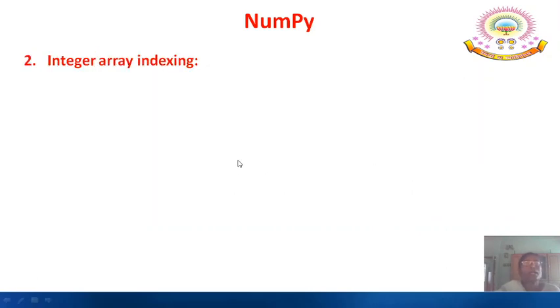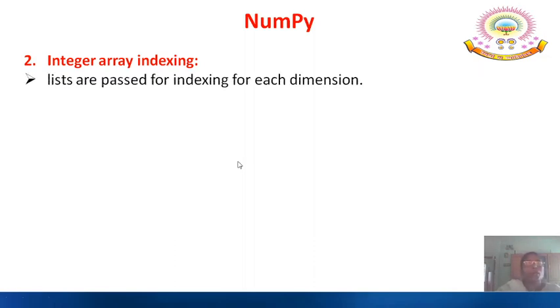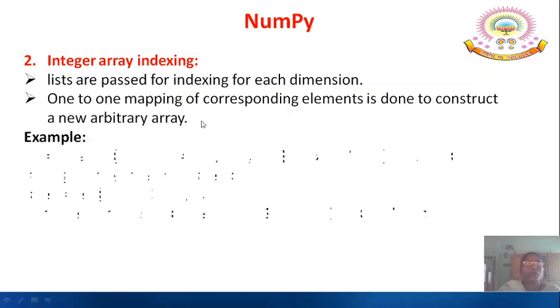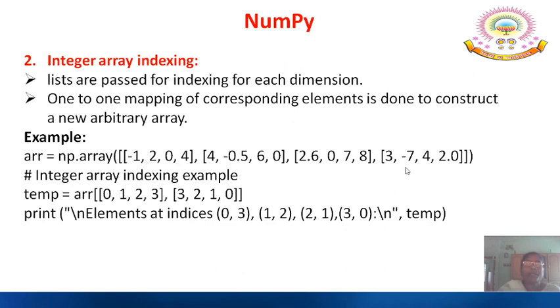Now coming to integer array indexing. Lists are passed for indexing for each dimension. A one-to-one mapping of corresponding elements is done to construct a new arbitrary array. For example, here we have taken an array, and in this we are trying to access certain particular index elements.